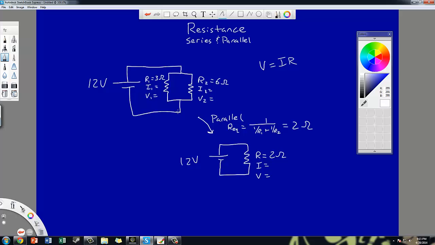Now the reason why I said that this is overcomplicating it is because I know that the voltage is going to be 12 volts across this 2 ohm resistor, but in truth I actually knew that the voltage back here was going to be 12 volts for each of these. And the reason why I knew that was because the difference across the battery is 12 volts.